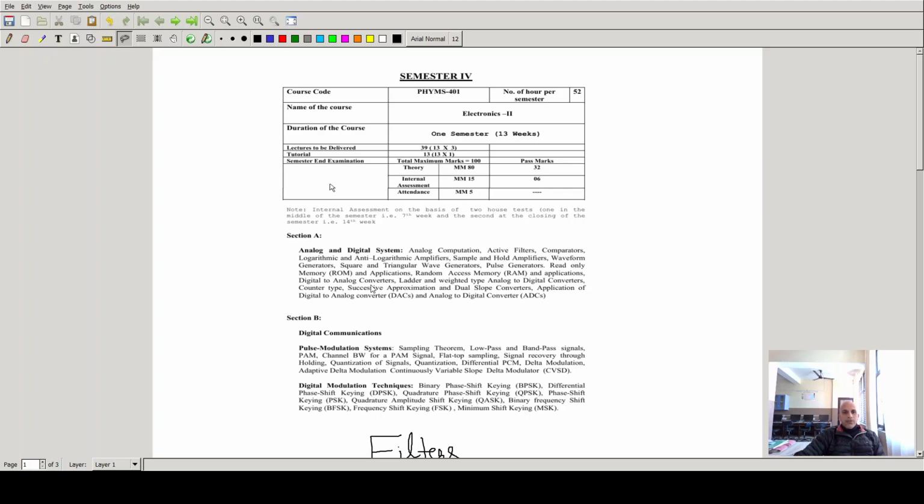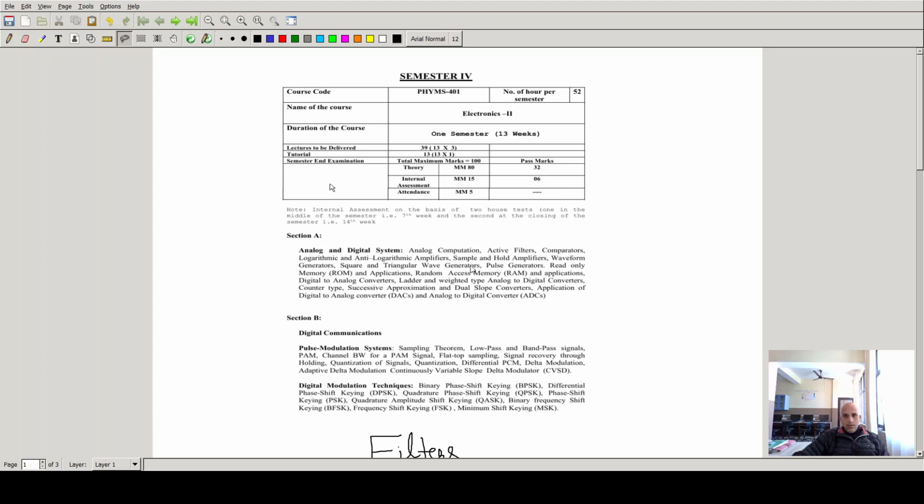We will start from section A. In section A, we have different topics. All of them are based on analog and digital systems. In this section, the first topic is analog computations, and then we have active filters. We will start from active filters. Then after we will come back to analog computations.